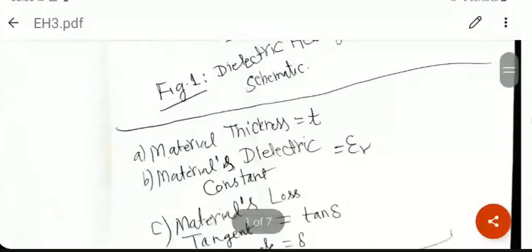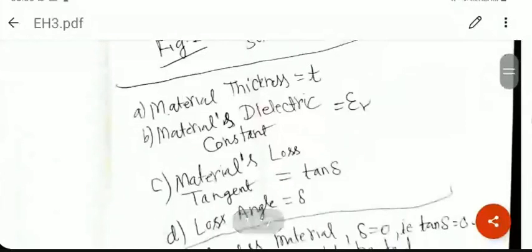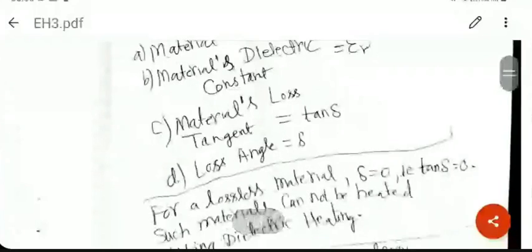let me define the various parameters. Material thickness is small t. Material's dielectric constant is epsilon r. Loss tangent is tan delta, and delta is known as the loss angle. The phase shift between voltage and current is supposed to be phi, okay? And phi is 90 degrees minus delta. That's the way it is defined. I'm writing it all down later.